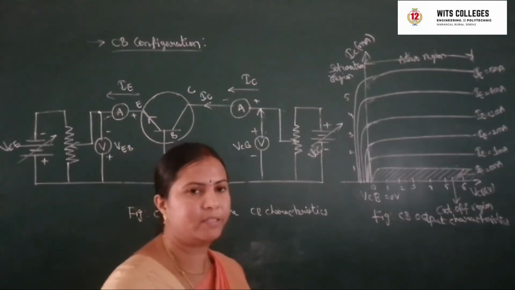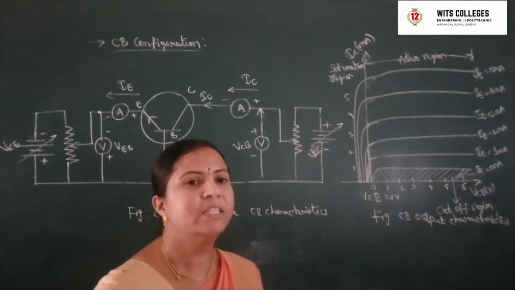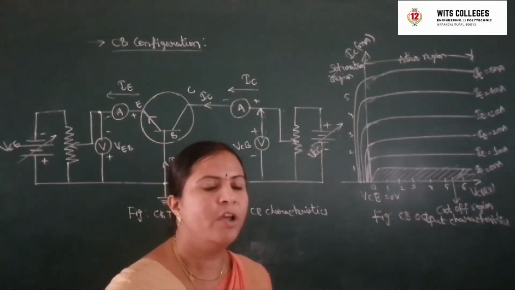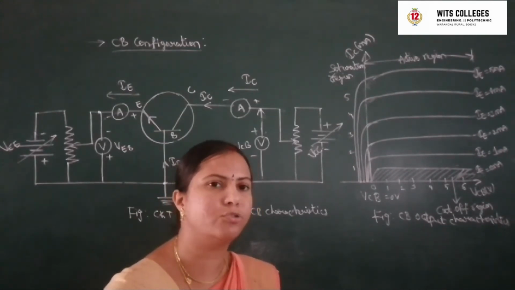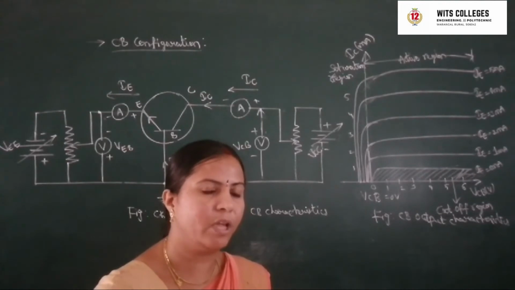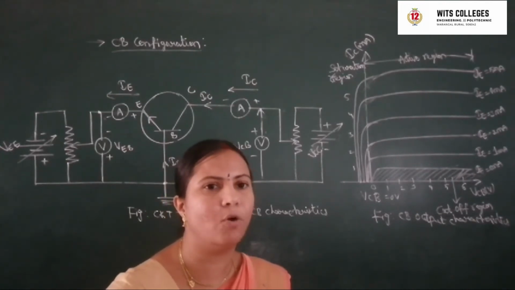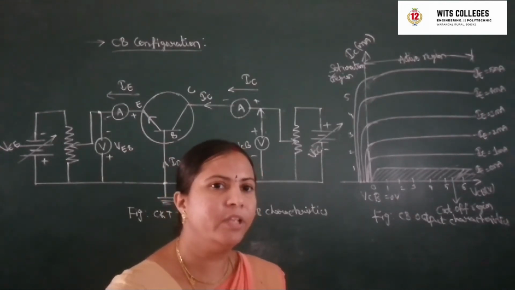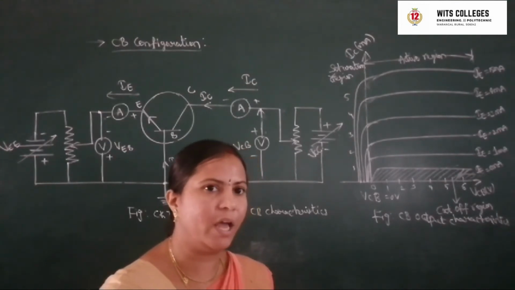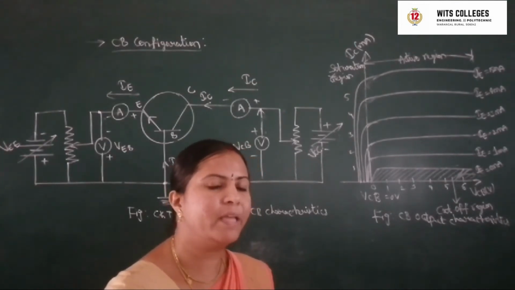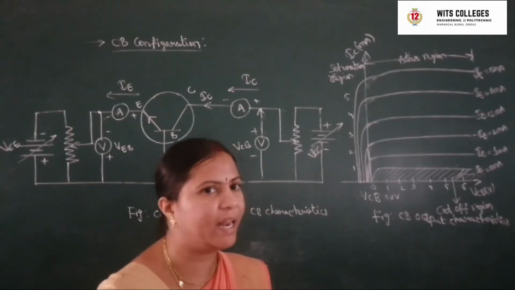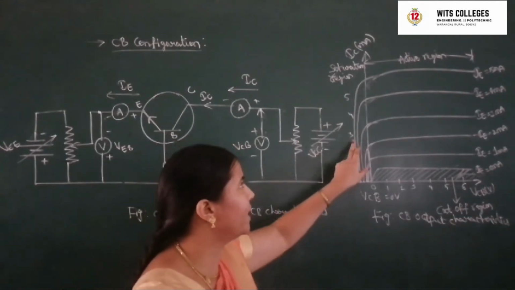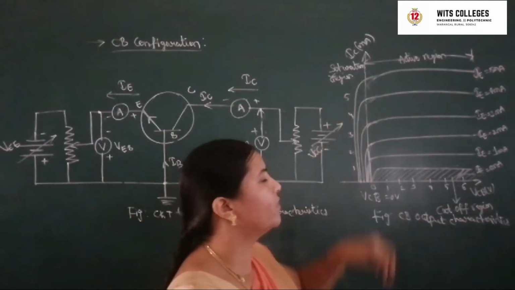It is forward bias. In forward bias, what will happen? The majority carriers, electrons, will flow through the base region, where they recombine with the holes, and there is a flow of base current. The remaining electrons go to the collector region, and that's why there is the flow of collector current.